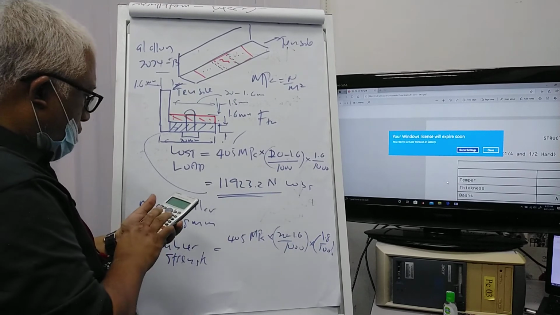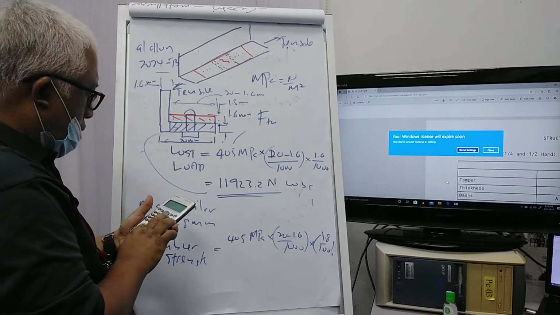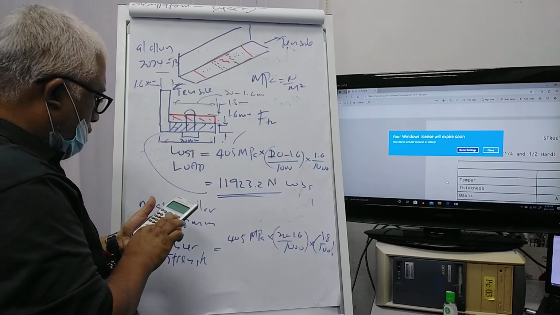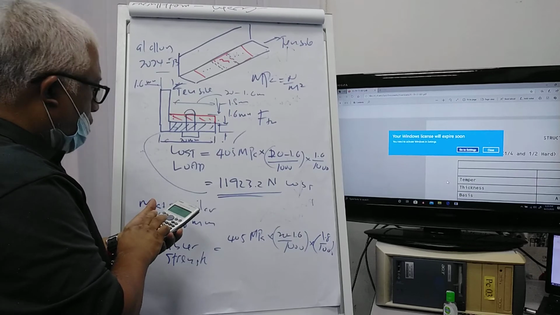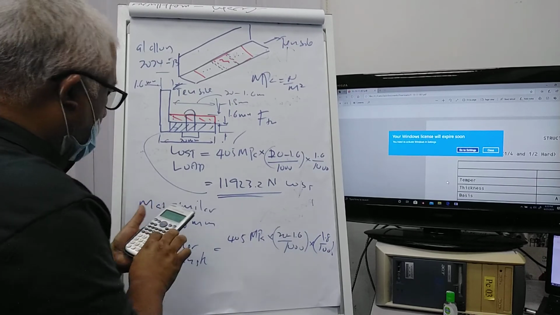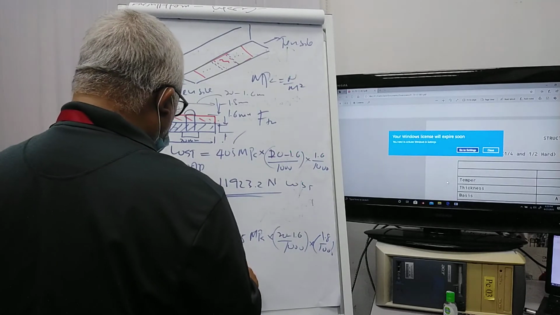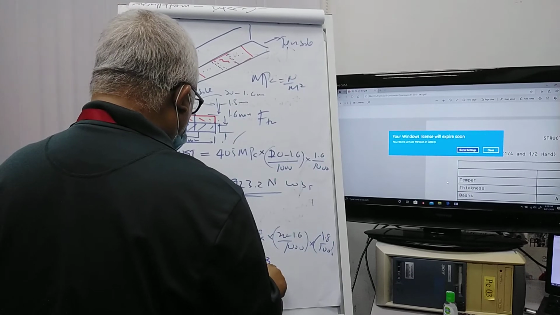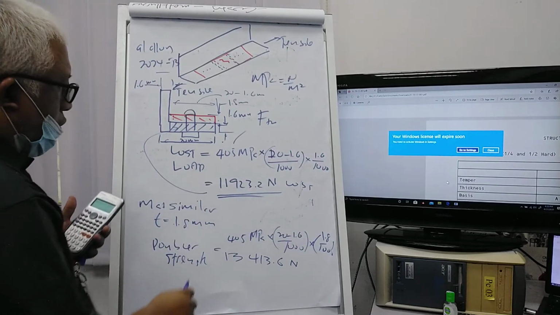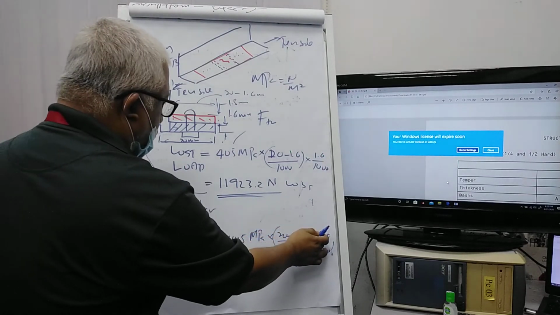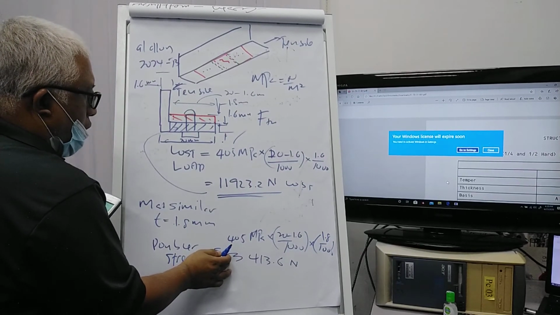So what do we get? 20 minus 1.6 divided by 1000 times 1.8 divided by 1000 times 405, we get 13,413.6 Newton. So obviously now that 1.8 is able to give you 13,000 Newton.